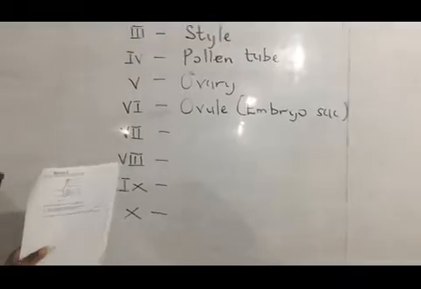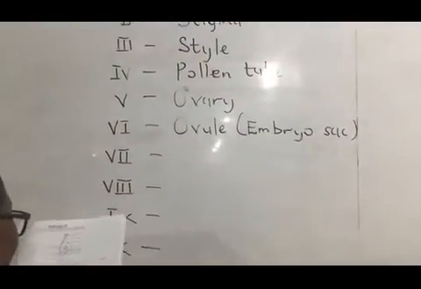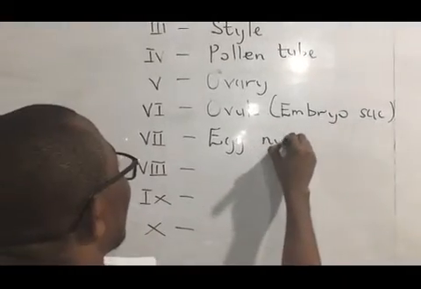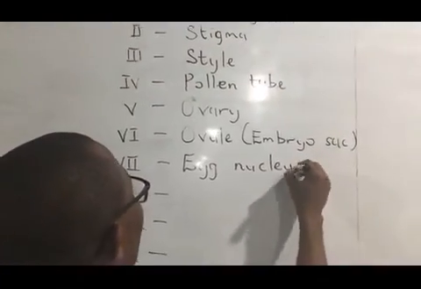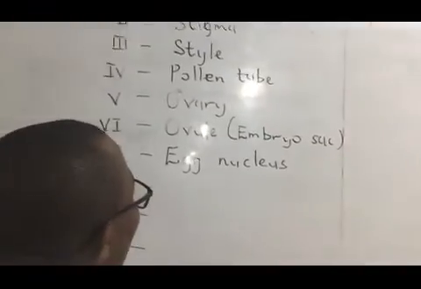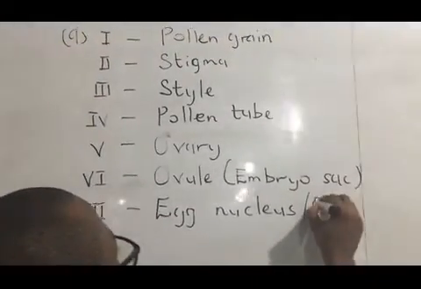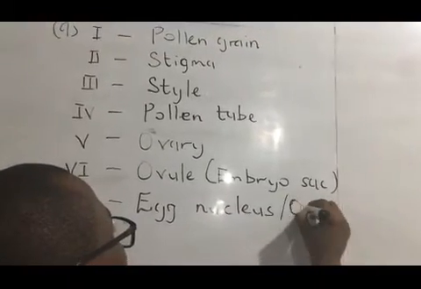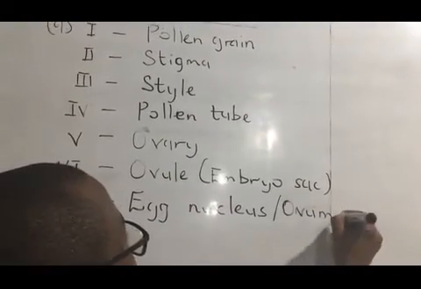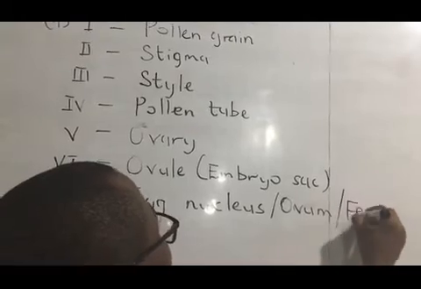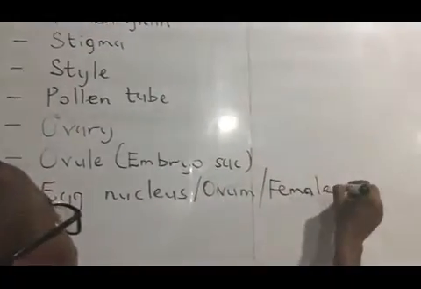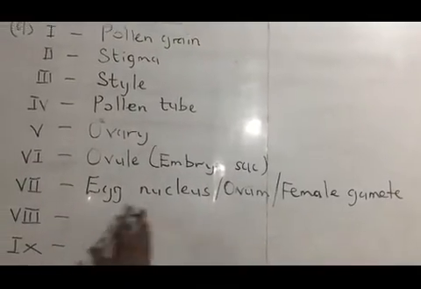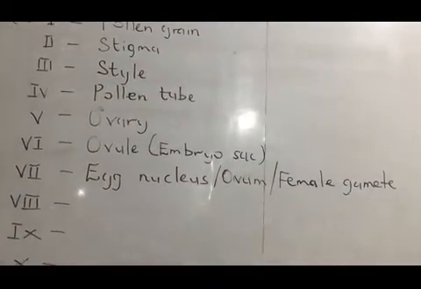Okay, so the VII is the egg nucleus. You can also say it's the ovum. You can also say it's the female gamete. So either the egg nucleus, the ovum, or the female gamete.